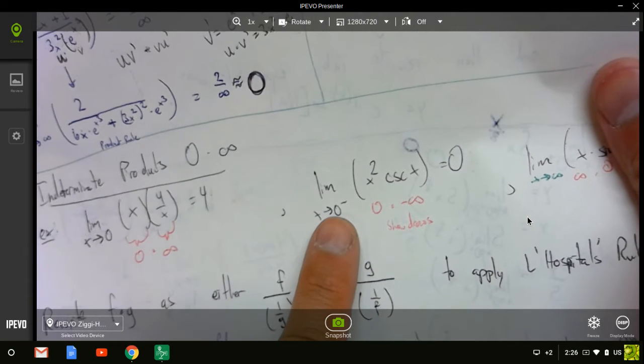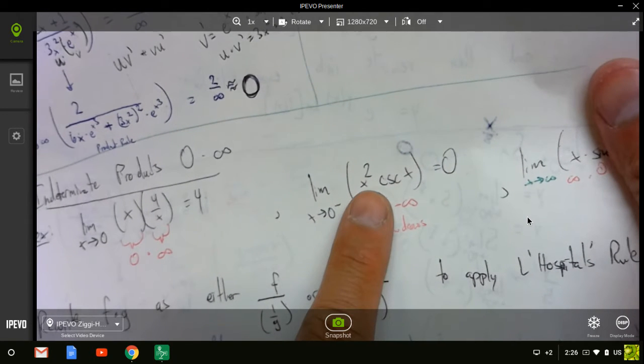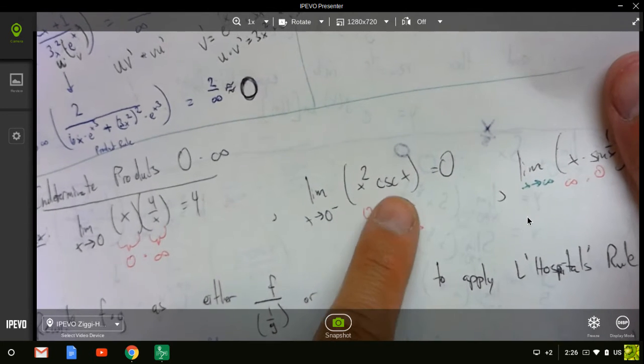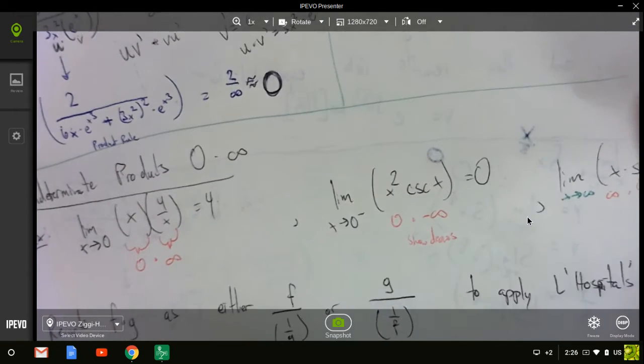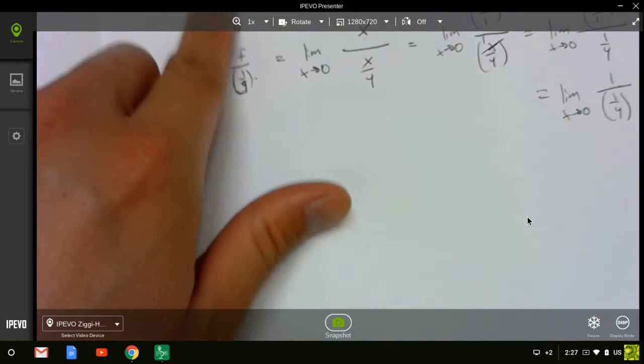Limit as x approaches 0 from the negative side of cosecant, or x squared times cosecant x equals 0. Sorry about that, I was just scratching my face. And now let's apply that same technique that we applied here to a more complicated problem.